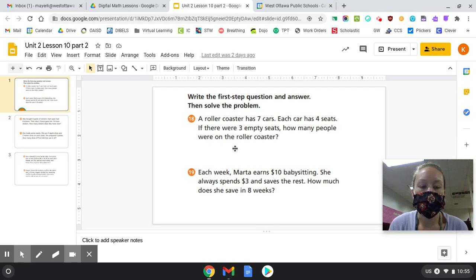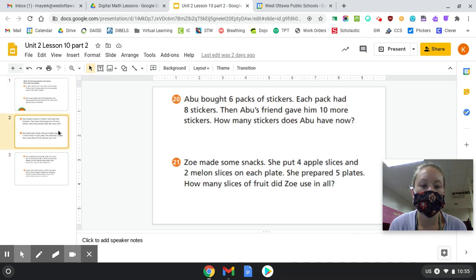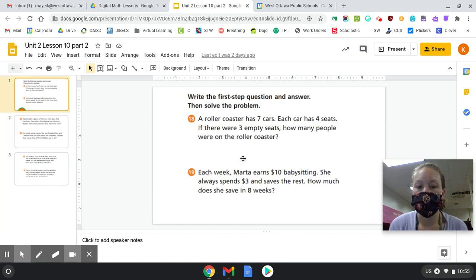So I'm going to do numbers 18 and 19 with you. When you get this assignment out, you can go ahead and just go right to the second slide and start with number 20. But please try to do this along, pay attention while I'm doing this and see if you can come up with the answers before I say them.